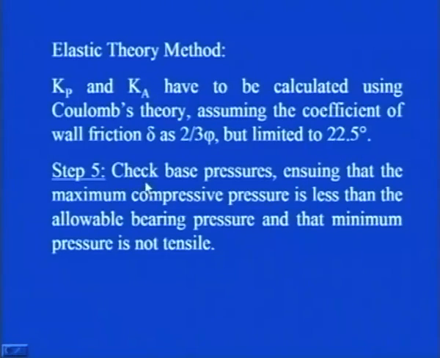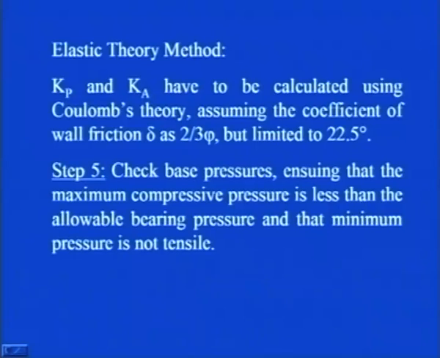Now, step 5 is that you have to check base pressures, ensuring that the maximum compressive pressure is less than the allowable bearing pressure and the minimum pressure is not tensile. You have seen that in Terzaghi's analysis also, we found out the base pressures, one maximum and one minimum, that is F maximum and F minimum. Likewise here also you have to do that, and the maximum one should be less than allowable bearing pressure, and the minimum one should not be tensile. How do we check whether it is tensile or not? In soil mechanics, we take tensile stress to be negative. So, if the minimum stress value comes out to be negative, that means it is tensile. So, the minimum pressure should be greater than 0. This will imply that the pressure is not tensile.